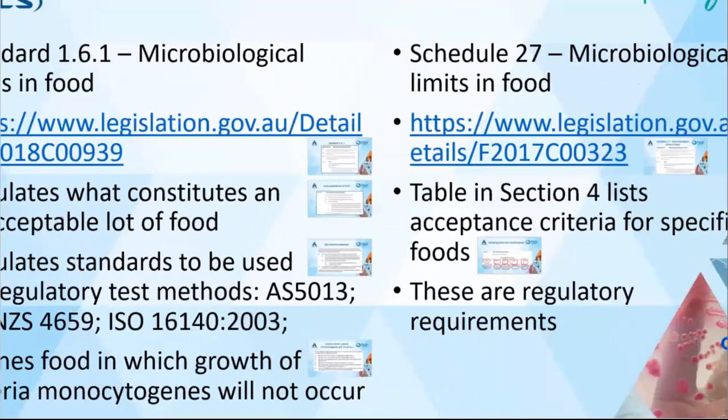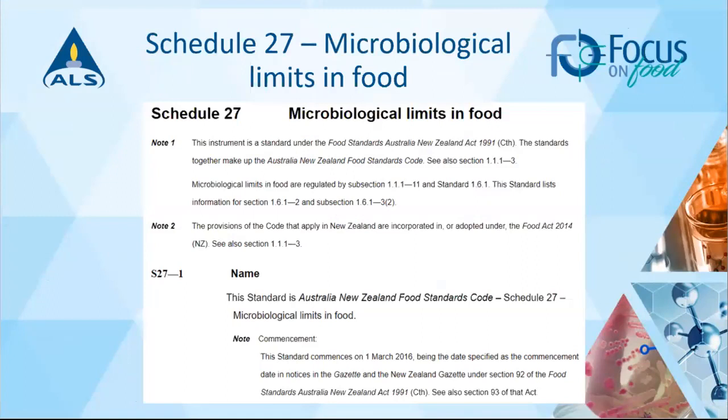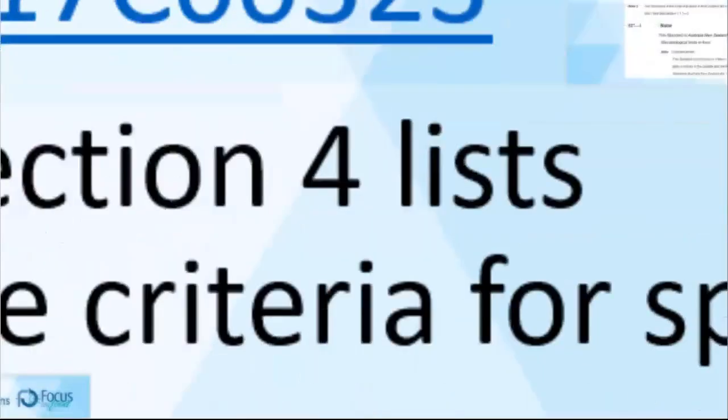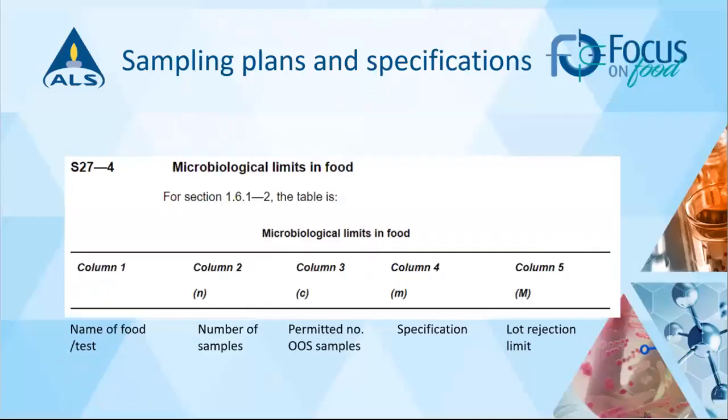So Schedule 27, that's the key part of the Food Standards Code directly relating to microbiological testing and contains acceptance criteria for a range of food commodities. It stipulates sampling plans for a range of these products. Using these limits are a regulatory requirement in the foods named within Schedule 27.